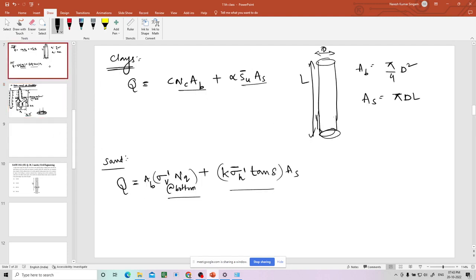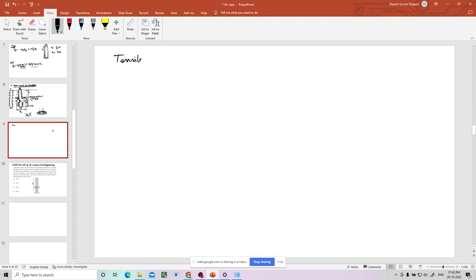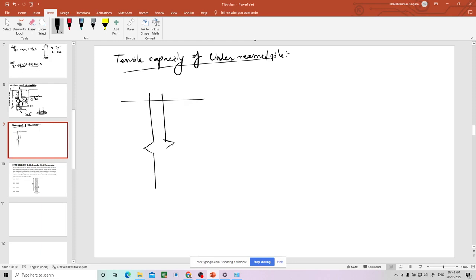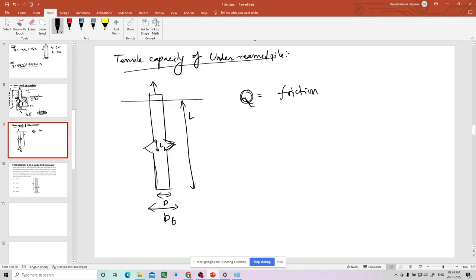Now, having the knowledge of this, we can find out the formula for the tensile capacity of the under-reamed pile. So I'll draw. Upward load. This is L, and this is LB, and this is D, and this is DB. What is the uplift capacity? Uplift capacity will come only from the frictional resistance in normal pile foundations, not from the bearing.